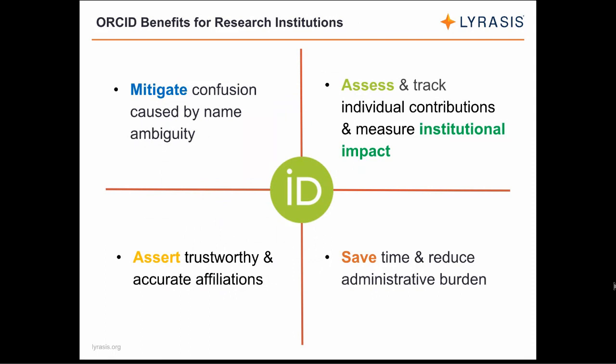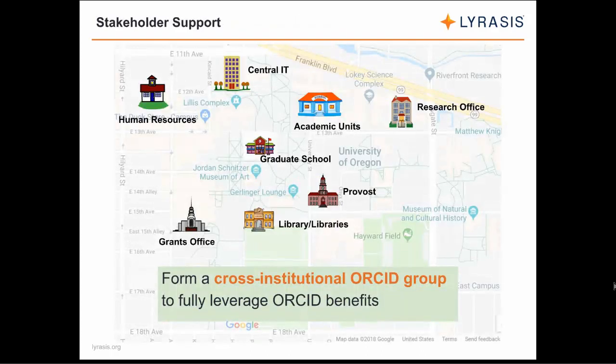So to recap our benefits here, using ORCID can help with name disambiguation, assessment, assertions of accurate affiliations, and also saving time and effort. And if you want to get started with using ORCID and working towards these benefits at your institution, a good place to start is with forming some sort of ORCID group or committee that's comprised of stakeholders from all of the various units at your institution to start discussing ORCID and thinking about how it could be leveraged at your institution.